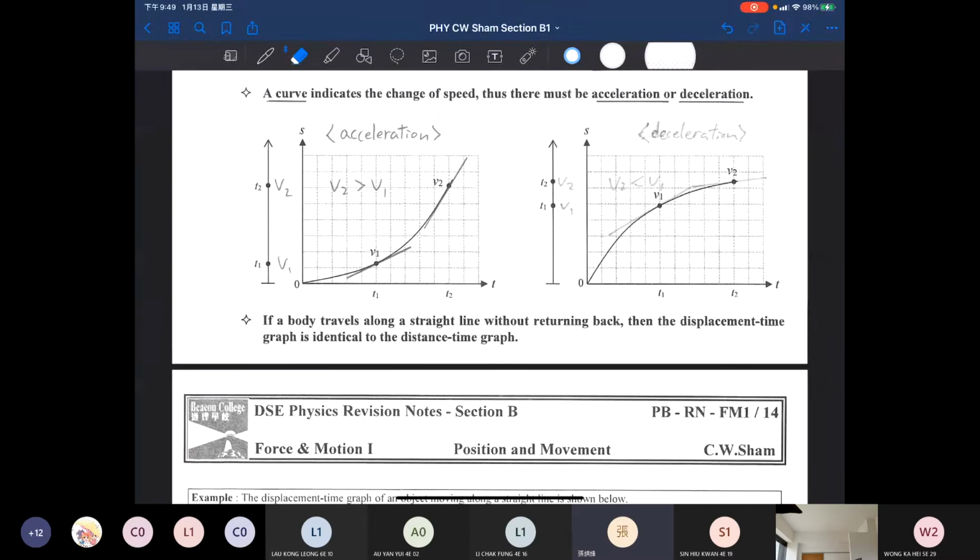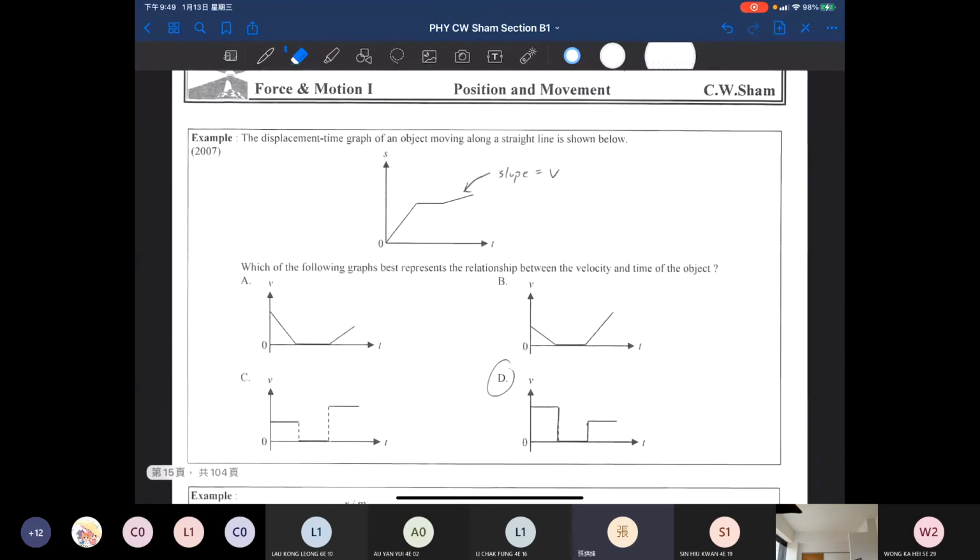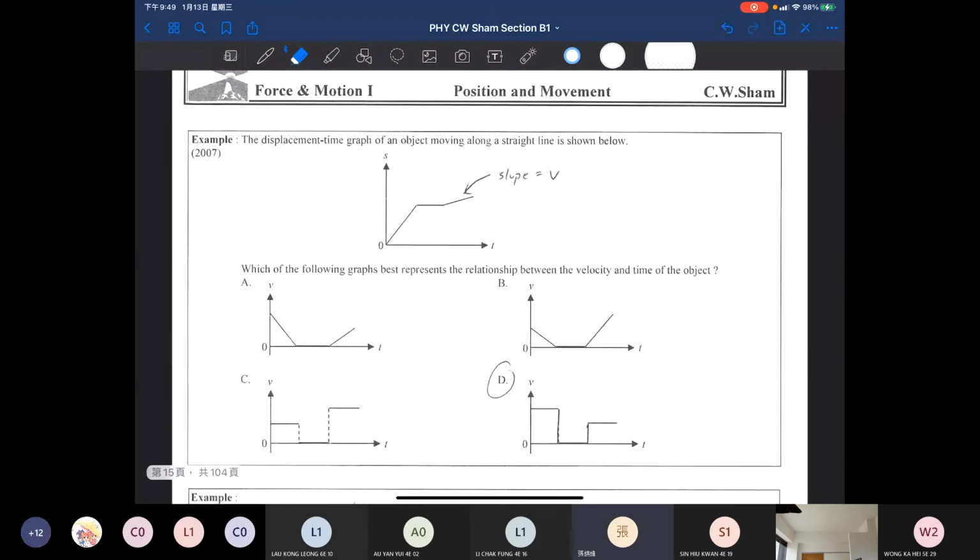If this is moving along a straight line without turning back, then the displacement-time graph would be the same as the distance-time graph. Let's say the displacement-time graph of an object moving along a straight line is shown below. Which of the following graphs represents the relationship between the velocity and the time of the object?